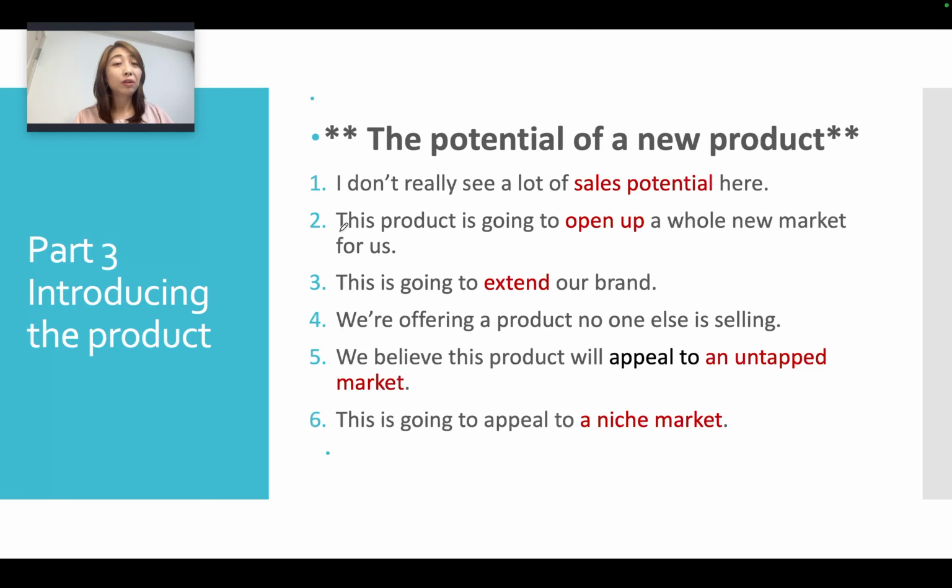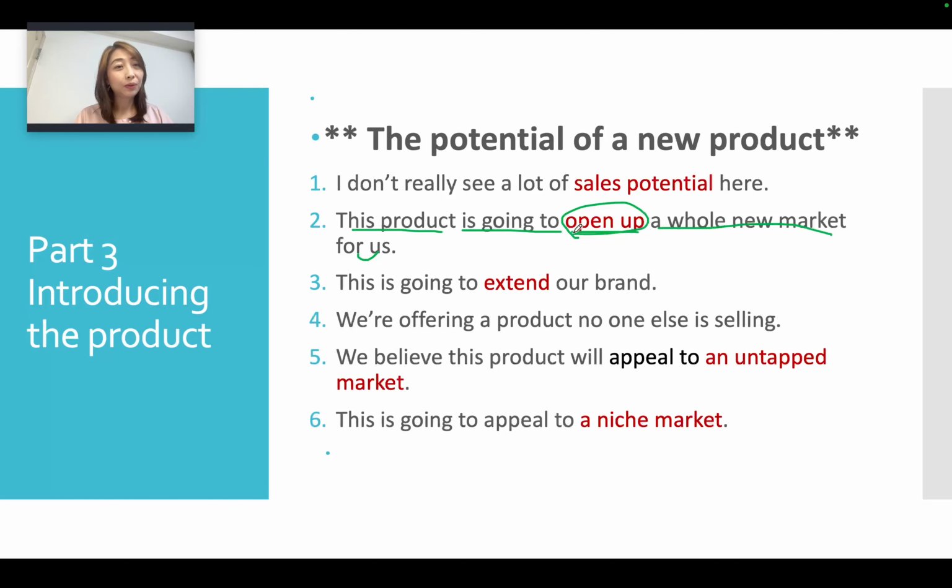Or you can also be very positive. You can say, you know what? This product is going to open up a whole new market for us. So open up here means it will make our market become bigger or wider. In Chinese we say 扩展, 开展扩展. In English, just say open up. Super easy, right? Okay, so very good sentence pattern.